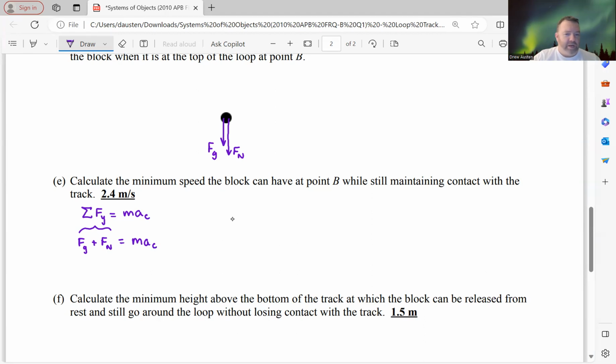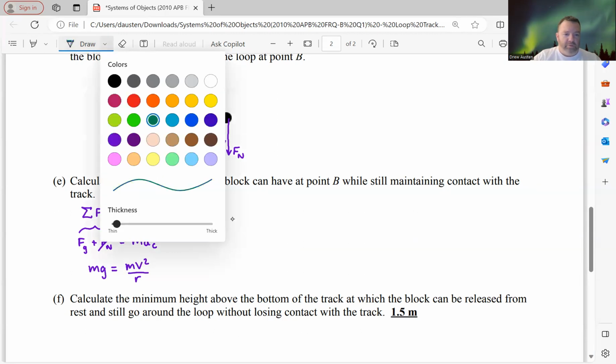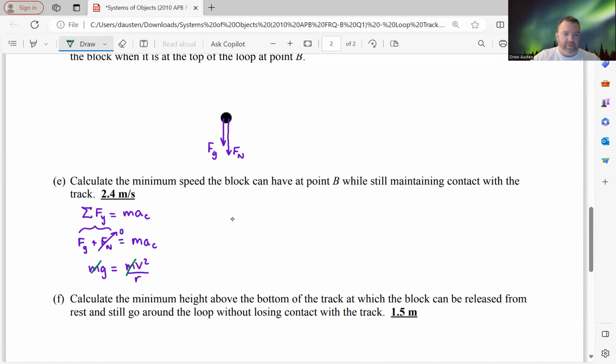But to get the minimum speed that the block can have while still maintaining contact with the track, to just barely maintain contact, that's where we set the normal force equal to 0. So with the normal force set equal to 0, let's plug in the remaining formulas. Fg is equal to m times g, and this is equal to m times the centripetal acceleration, which is v squared over r. We can then cancel the m on both sides of this equation and solve for v. So multiply both sides by r and take the square root of both sides.